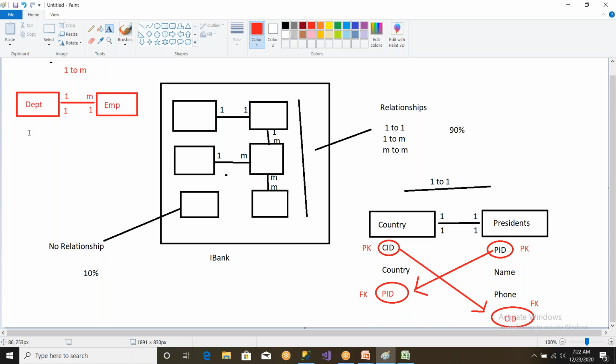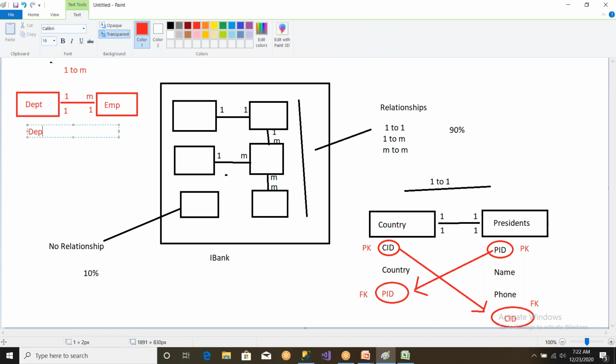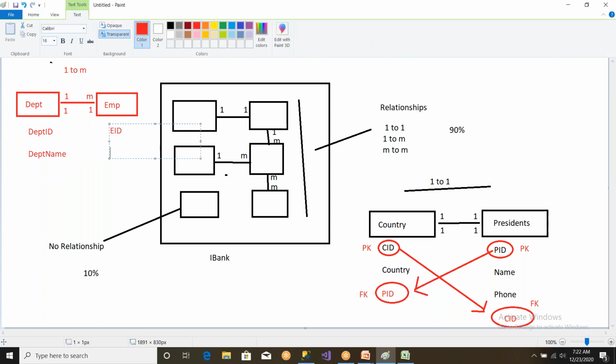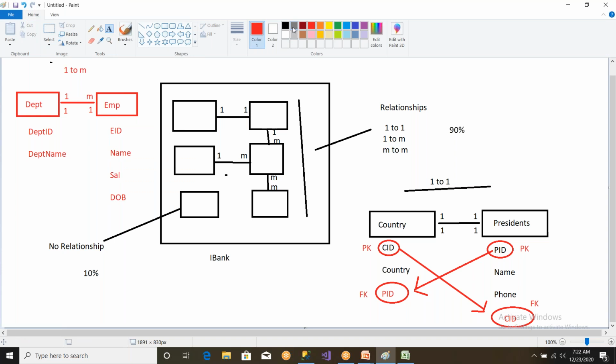So let us take this as one to many. What is the primary key? Department ID and department name, and a lot of other attributes will also be there. Clear? And here we have employee ID, employee name, employee salary, employee date, and a lot of things are available. Am I clear? So after identifying the attributes, what is the primary key? This is the primary key, and this is the primary key.